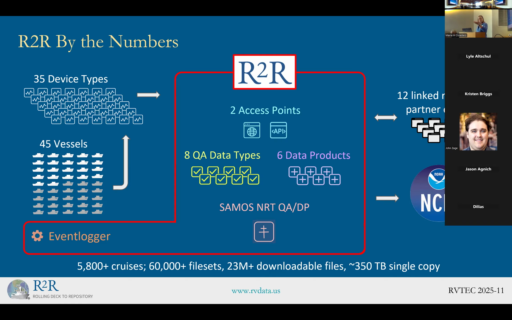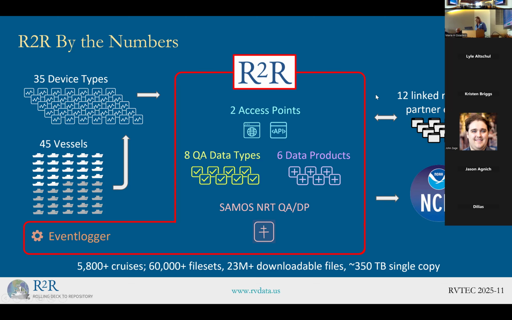SAMOS is the near real-time component. So everything else on R2R happens after the cruise. The distro gets handed off. SAMOS is getting, I believe, daily data from the vessels for just meteorology and surface water systems. And the event logger is the tool that you'll hear more about that Becca manages, that is out on the ships, keeping track of what's happening.